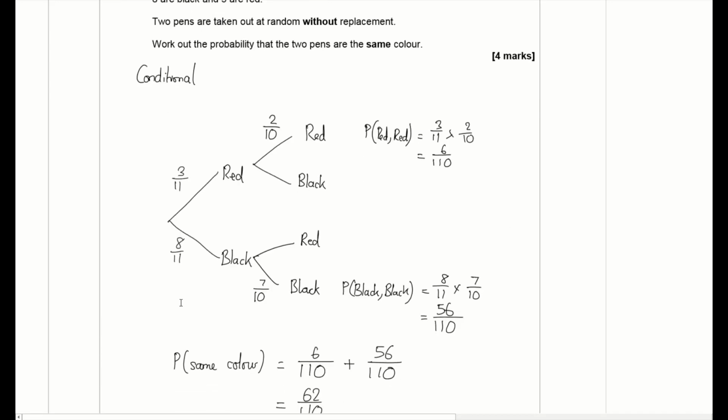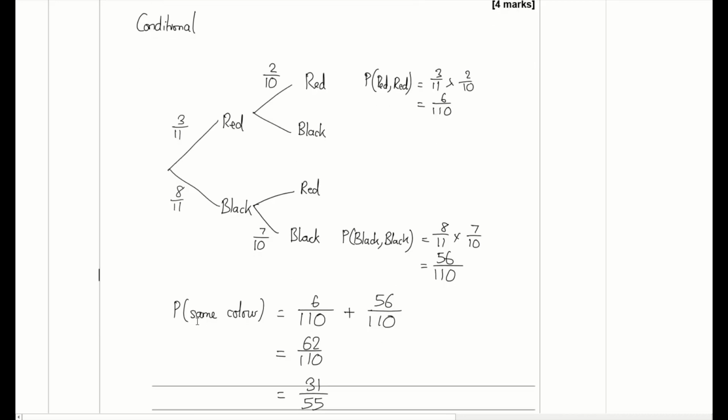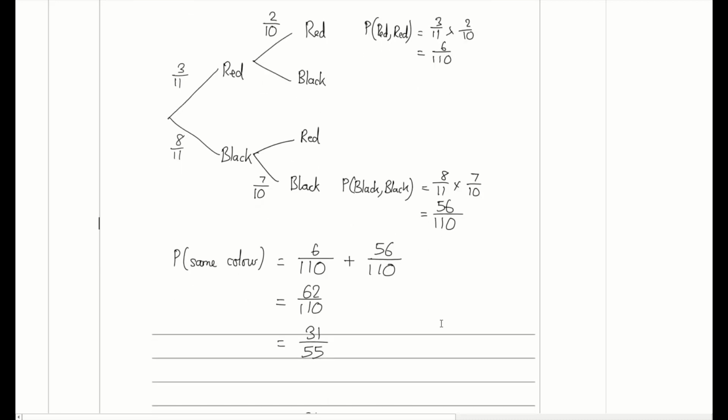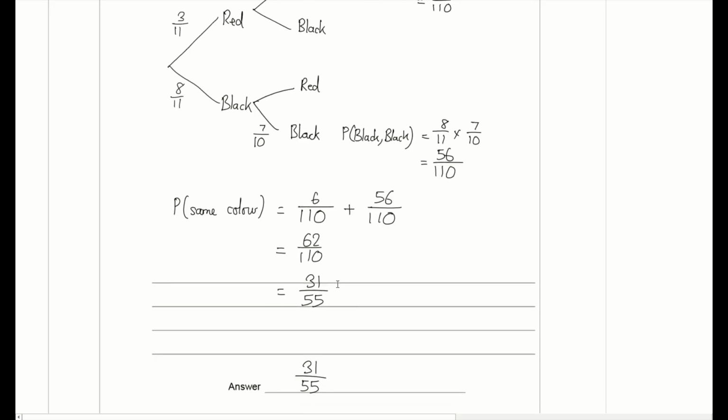Looking at the other pathway, picking a black pen then a black pen, that will be 8/11ths times 7/10. 8 times 7 is 56, 11 times 10 is 110. So the overall probability of picking the same colour will be the sum of this 6 over 110 and 56 over 110. So adding those together, they already have the same denominator, will be 62 out of 110, which you can then simplify down if you wish to 31 over 55, which is the correct answer.